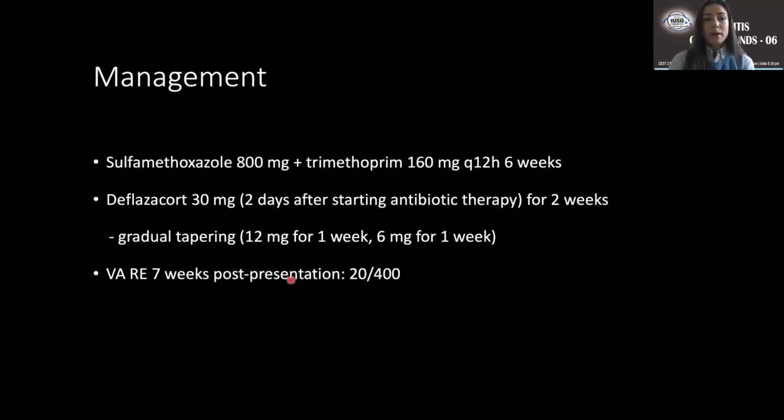The boy was prescribed sulfamethoxazole 800 milligrams and trimethoprim 160 milligrams twice a day for 6 weeks. Associated with that, we used Deflazacort 30 milligrams starting 2 days after the start of antibiotic therapy for 2 weeks, and then with gradual tapering. The visual acuity of the boy 7 weeks post-presentation was 20/400.